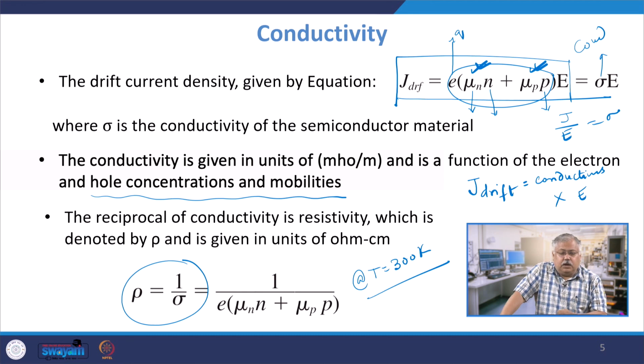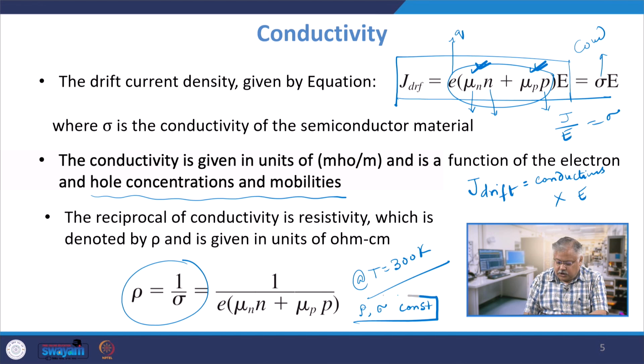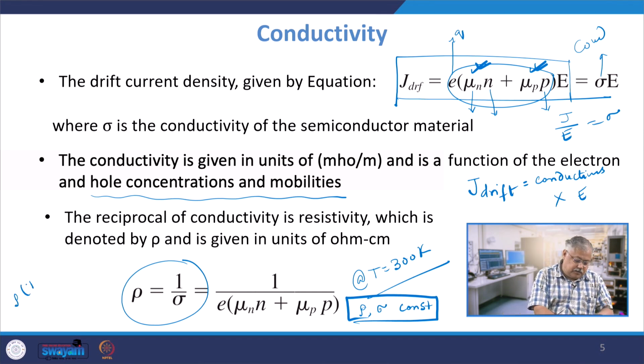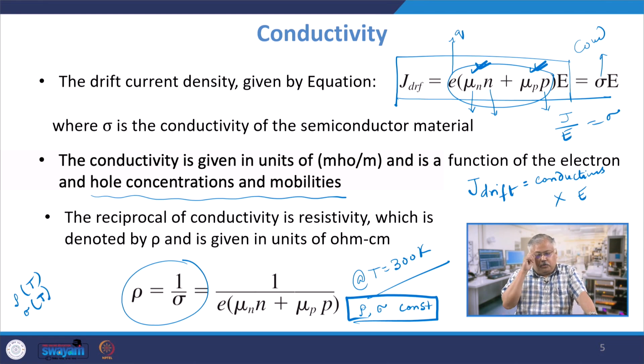In that case, your rho, which is the resistivity, and sigma are both constant, and they only depend upon the parameters which I have already defined to you. Now, if I vary the temperature upwards or downwards, these values mu n, n, mu p and p will vary, and therefore rho becomes a function of temperature, and sigma also becomes a function of temperature. So, just keep this in mind at this stage, we will go deeper into it as we move ahead. At fixed temperature it is fixed, but as temperature varies, it also varies in a fixed manner.